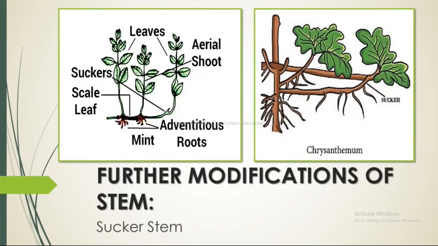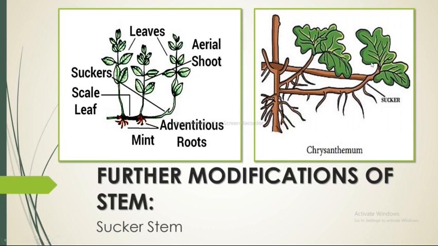Further modifications of stem. This is the sucker stem. In the first figure, you can see that these are leaves, this is the aerial shoot, and this is the sucker. These are scale leaves, and these are the adventitious roots of mint as shown in the figure.